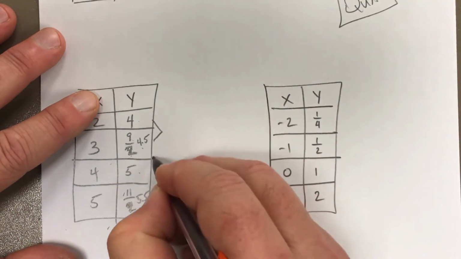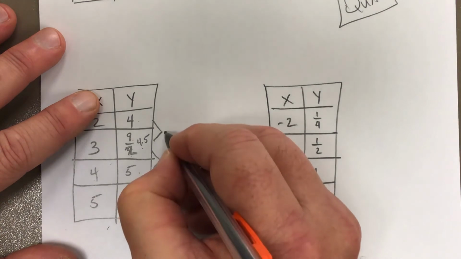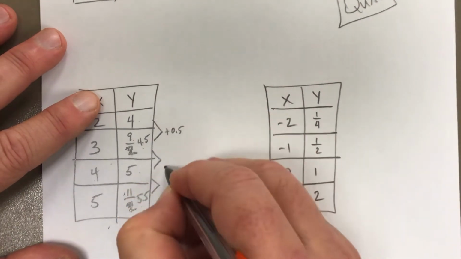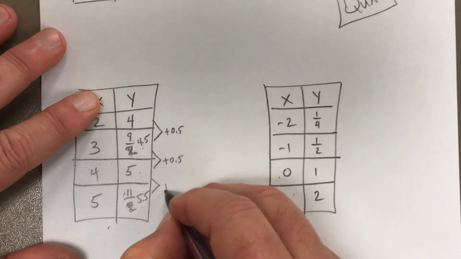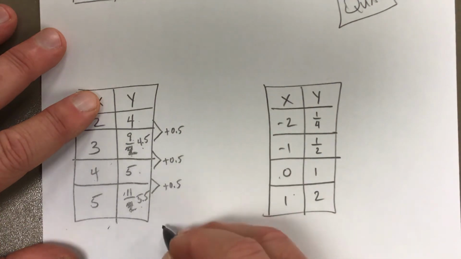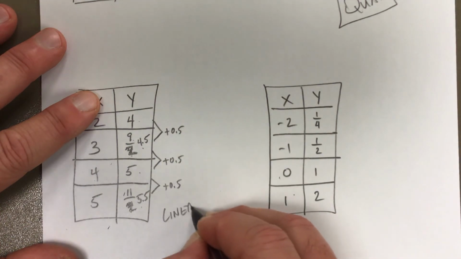So now it looks like it is pretty consistent. It looks like we're going up 0.5 every time. If it's going up 0.5 every time, this is linear.